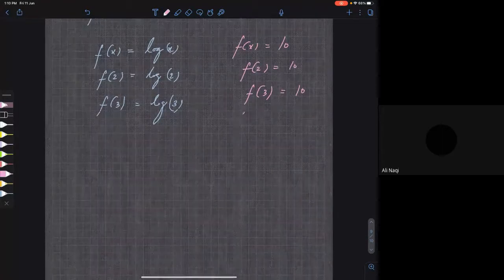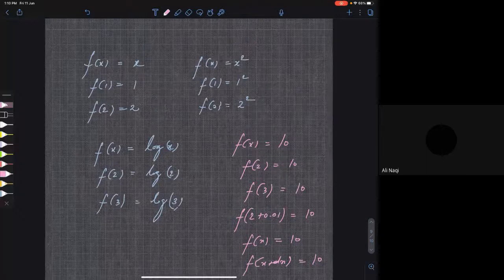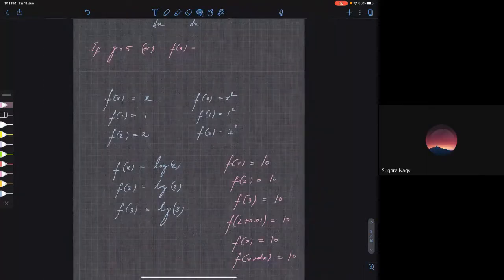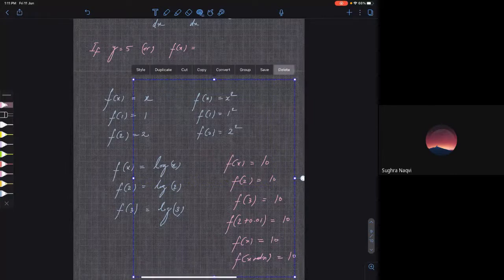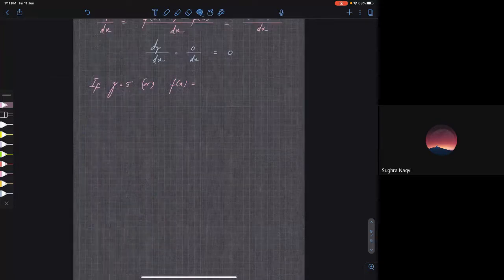But what happened to x plus dx in the upper derivation? Okay, tell me, what is f of 2 plus 0.01? It is still 10, right? Yes, sir. So if f of x is 10, f of x plus dx is also 10. Clear? Yes, sir. I'm just erasing this. Okay. So you are getting my point?